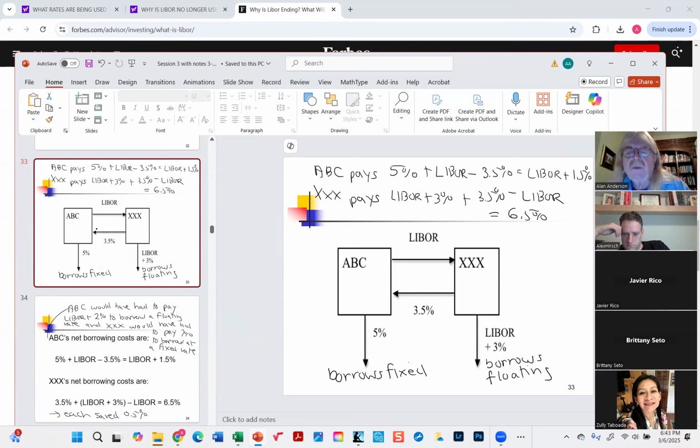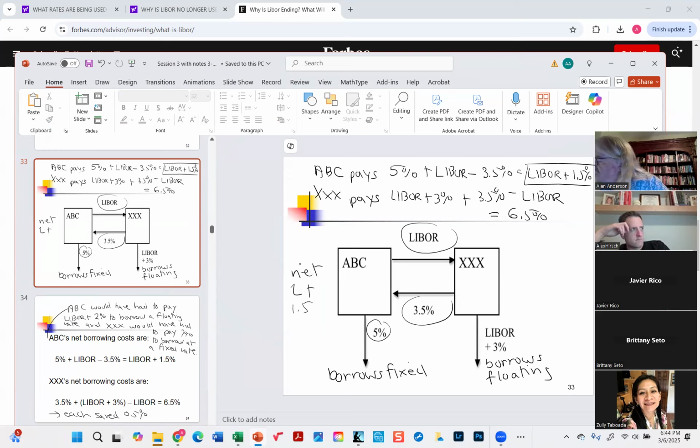So you're saying to yourself, well, what is the net cost to ABC? It's up here. They're paying 5 plus LIBOR in exchange for 3.5%. Their net expense is LIBOR plus 1.5%. For XXX, they're paying 3.5 and 3 and LIBOR plus 3 down here. So they're getting back LIBOR from ABC. So their net cost here is 6.5%.